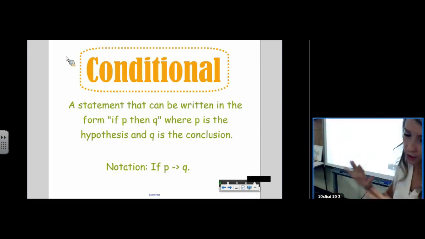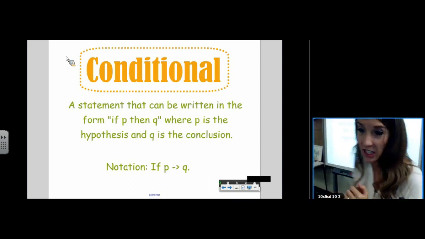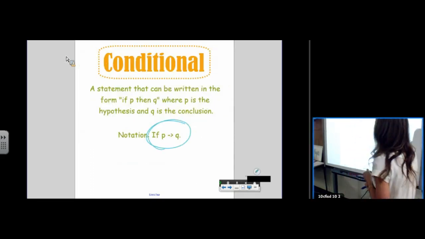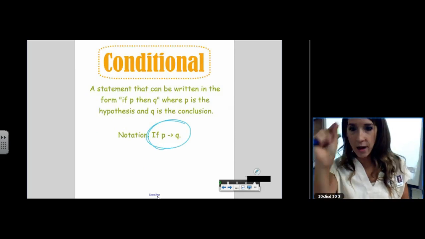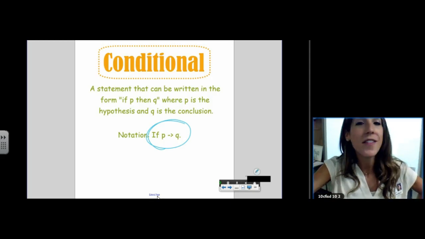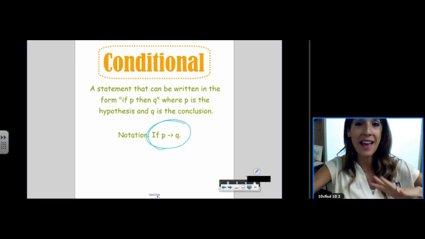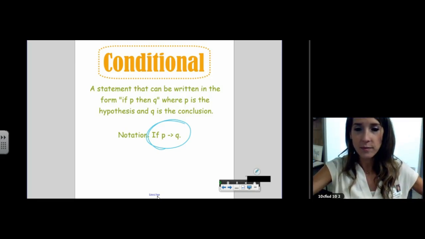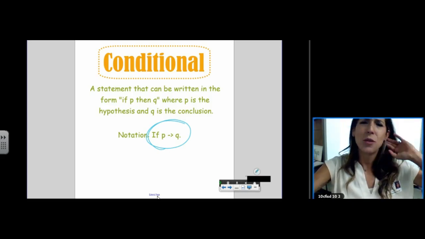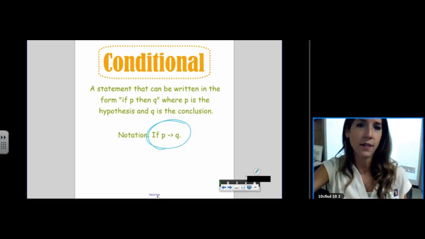So in the first, where it says term, you wrote conditional. Where it says notation, I want you to write if P arrow Q. Remember how I said mathematicians are lazy and we try to abbreviate at any time possible? So the arrow means then. From now on, if you see that arrow, that's the word then. If P, then Q. So P and Q are just parts of our conditional. We're just abbreviating them so that we don't have to say a whole sentence every time.